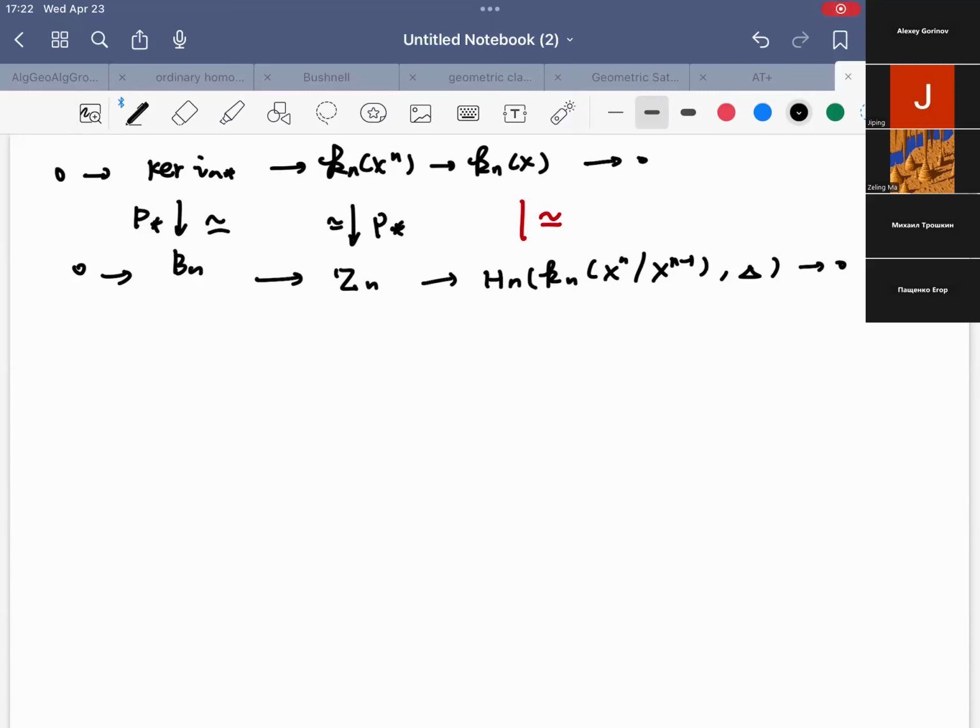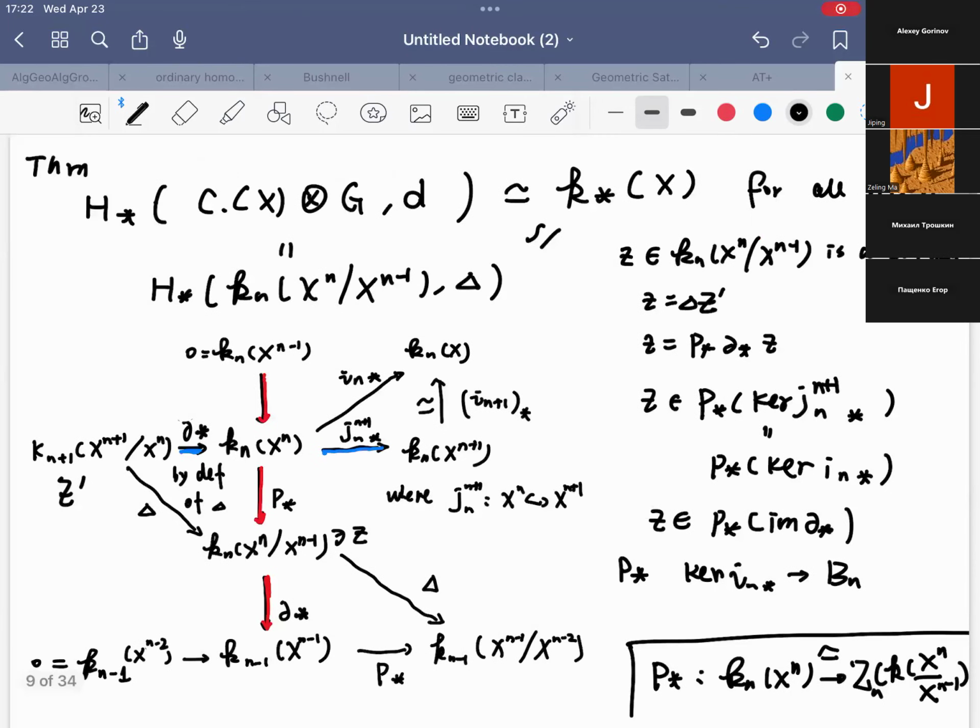It follows basically by inspecting the diagram on the previous page that everything is functorial with respect to cellular maps of CW complexes. A cellular map is a map which takes the n-skeleton to the n-skeleton for every n. But there is one assumption.